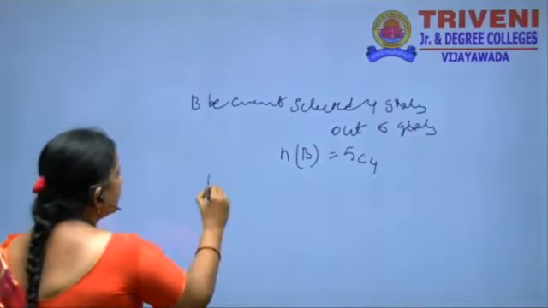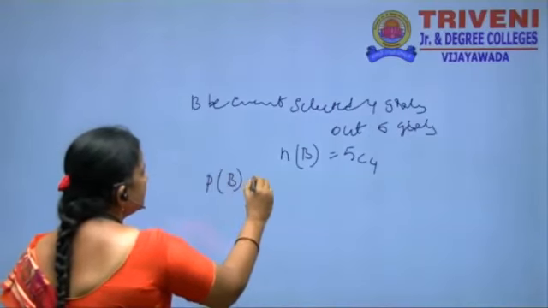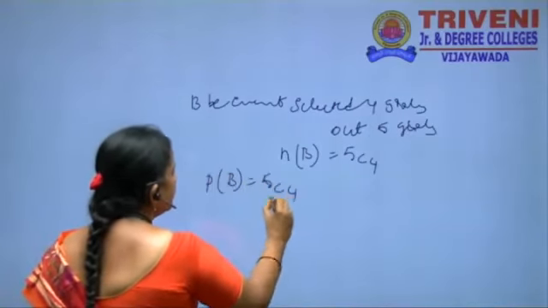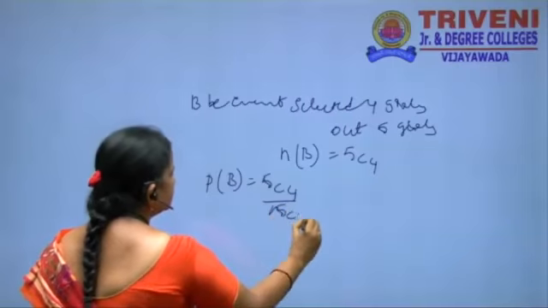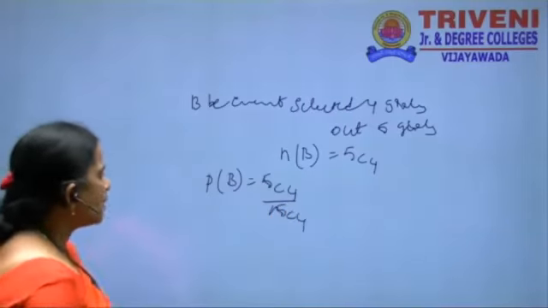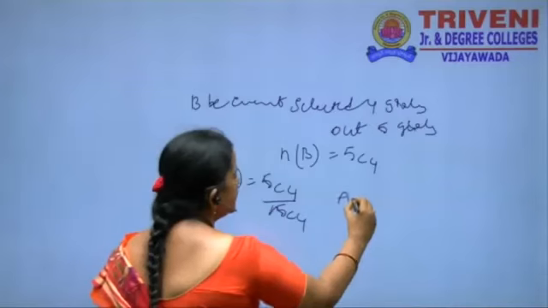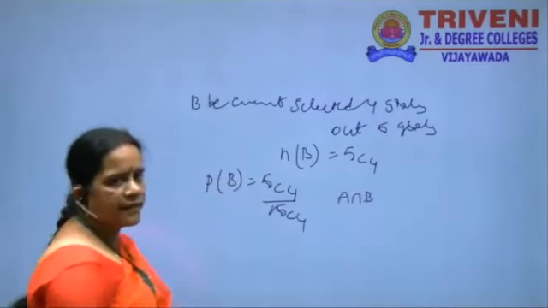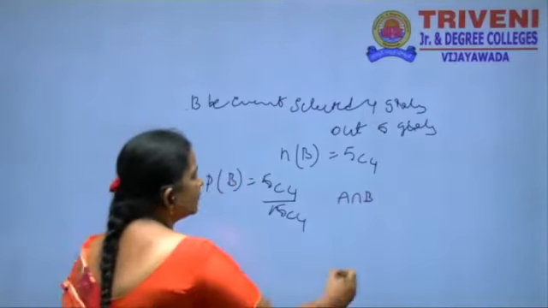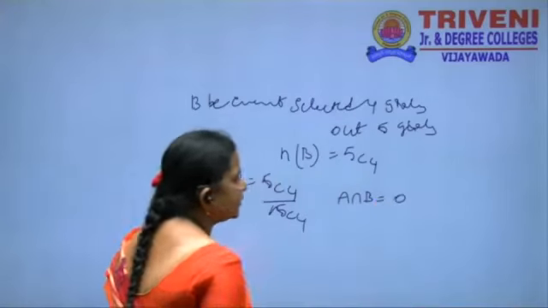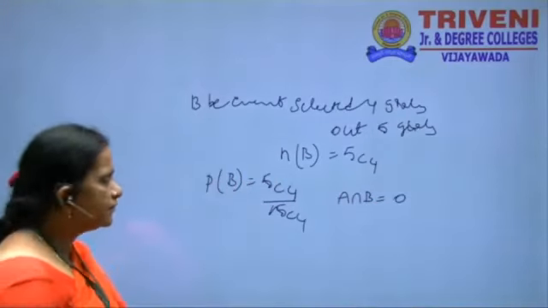P of B is equal to how much here? 5C4 by 15C4. Then applying the addition theorem of probability, here A intersection B is the event of getting either a boy or girl, which means we have to take it as 0. A intersection B is equal to 0.